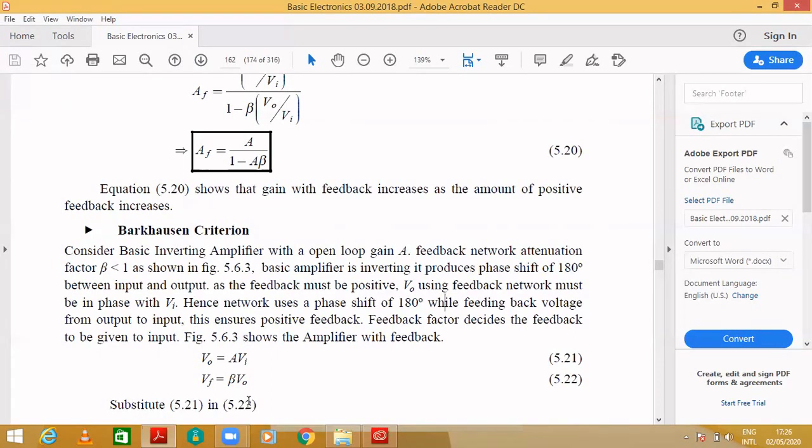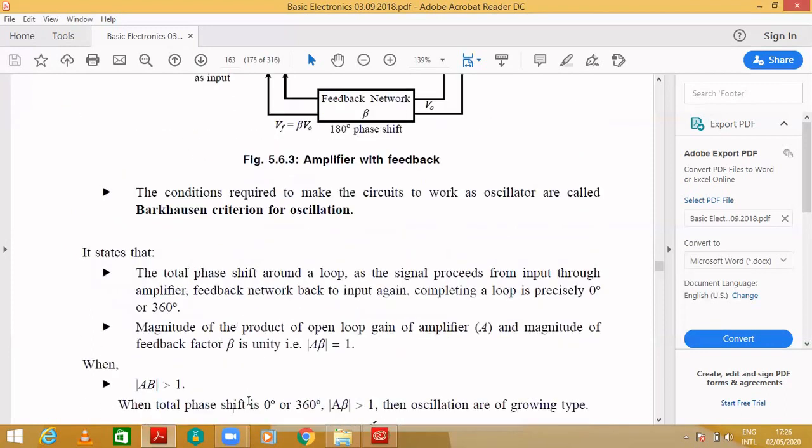So what does this Barkhausen criterion state? There are two statements. The first statement: the total phase shift around a loop, as the signal proceeds from input through the amplifier and feedback network back to the input again, completing the loop, is precisely 0 degree or 360 degree. The magnitude of the product of the gain and the feedback factor should be equal to 1. That is, the magnitude of gain and feedback factor should be unity. So any circuit satisfying both of these statements can operate as an oscillator. This is the reason behind the statement.